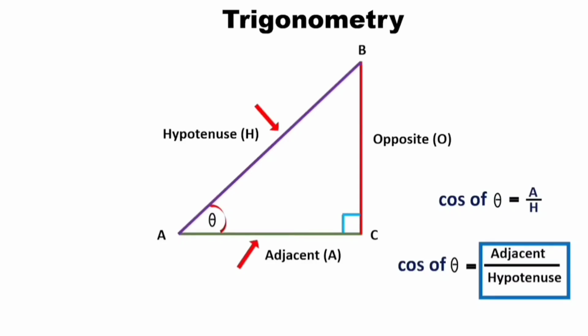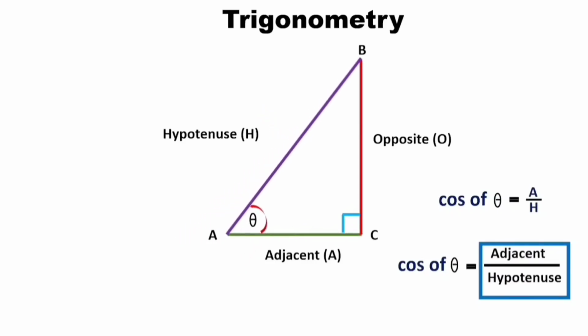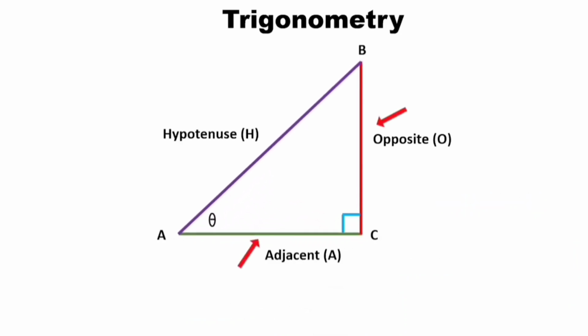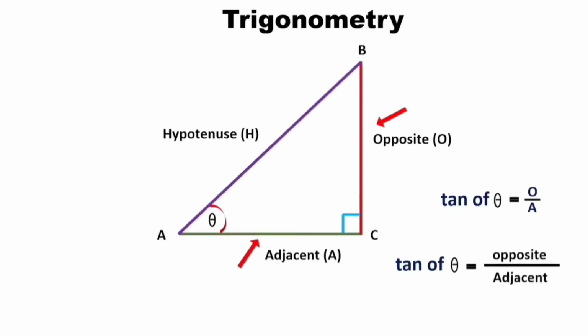Now, let's assume the adjacent is x unit and the hypotenuse is 2x unit. So, cos of angle A or cos of theta equals x upon 2x, or it is half, and we know that cos theta is half at 60 degree. Same way, we can also represent angle A by the opposite and adjacent by the TOA function. Yes, TOA means tan of theta. Tan of theta equals opposite upon adjacent.